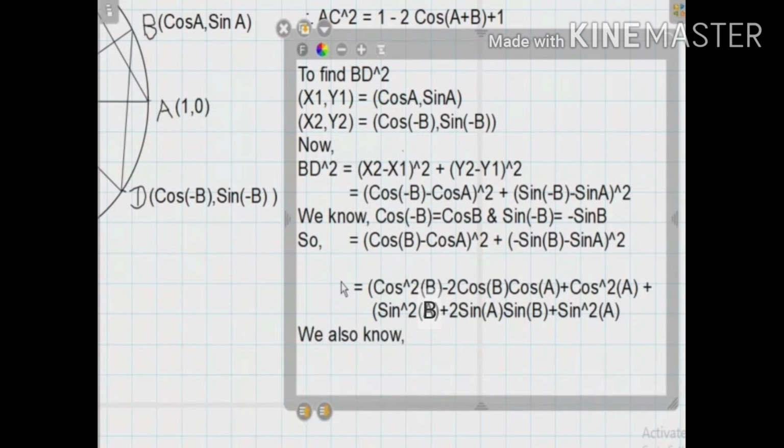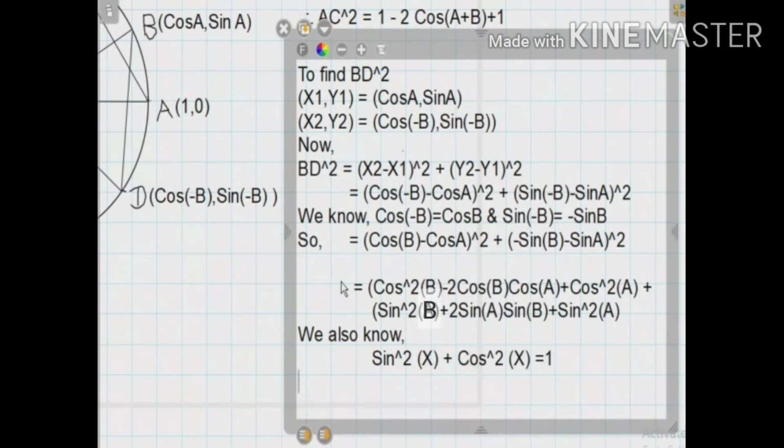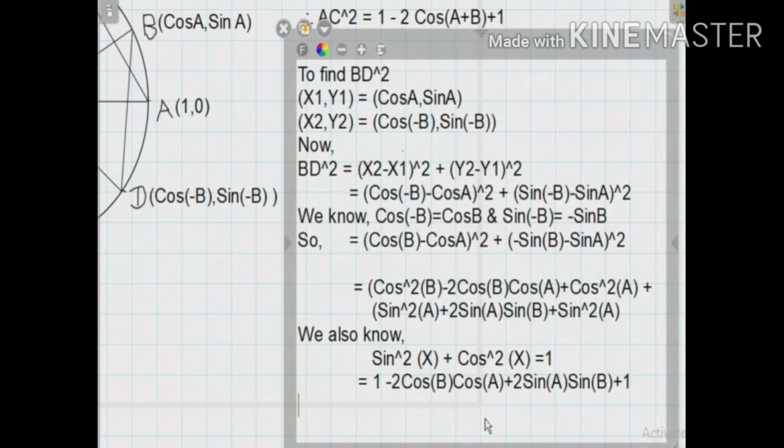Now we have the Pythagorean relation that sin square of any alpha plus cos square of the same alpha is always equal to 1. That means here in our equation also, cos square B plus sin square B is going to be 1, and also cos square A plus sin square A is going to be 1. And then substituting that, we get BD square is equal to 1 plus 1 minus 2 cos B cos A plus 2 sin B sin A. Then 1 and 1 add up and we get BD square is equal to 2 minus 2 cos B cos A plus 2 sin B sin A.